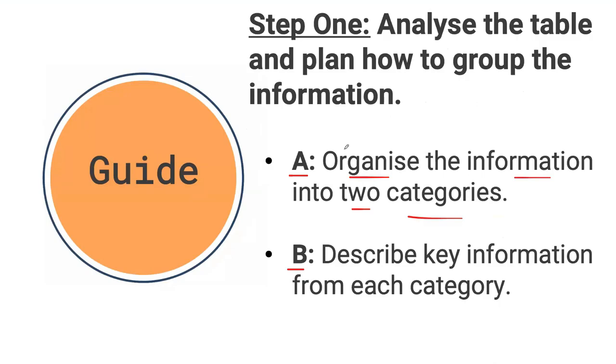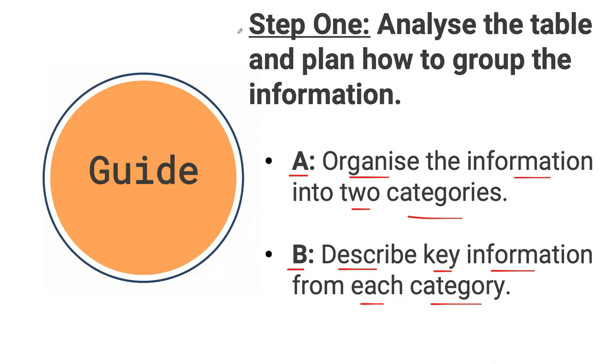Then, once we organize the information into these 2 categories, we are going to describe the key information from each category. So we're going to be looking at specifics, but we're not going to include all of the information. That would be far too long. We're just going to look at the relevant details and things that stick out to us, and then we're going to include this in our essay.